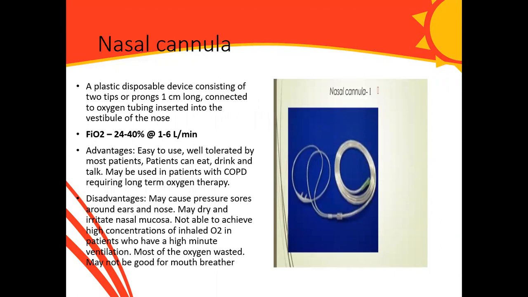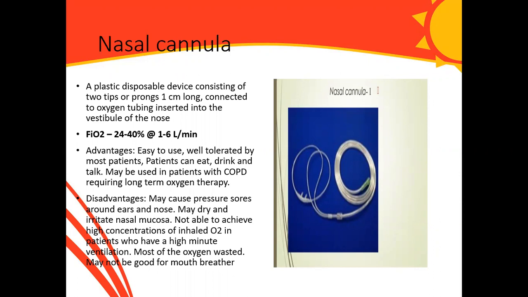Now, examples of the nasal cannula, you can see on the right of the slide. The nasal cannula is a plastic disposable device, usually consisting of two tips or two prongs, which are about 1 centimeter long, and it's connected to an oxygen source. The FiO2 depends, like I said, on the flow rate to the device and the patient's respiratory effort. So it can deliver between FiO2 of 24 to 40% with a different flow rate between 1 to 6 liters per minute.